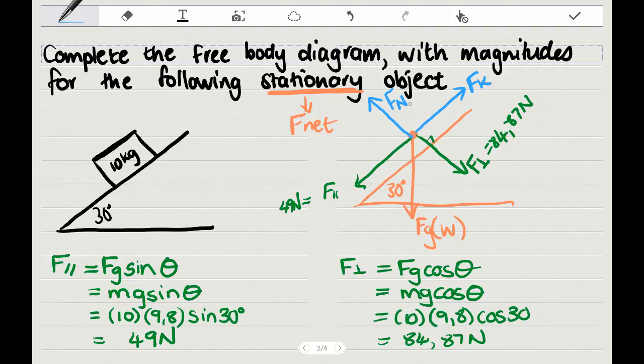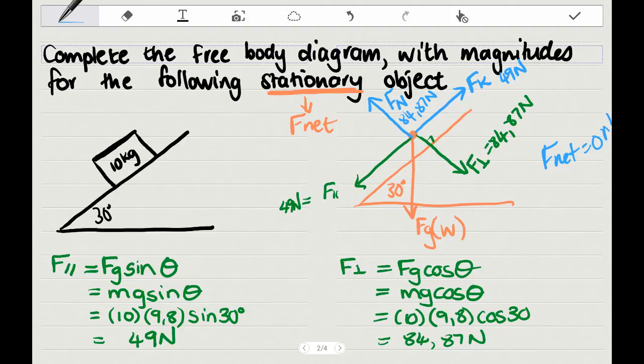Okay, what are the values of the normal force and the frictional force? Well, because the net force is 0, the sum of these forces must be equal to 0. So it should be 49 in this direction too, because it will be plus 49 minus 49, which will give us 0. And again, this one will also be 84.87 newtons, as these two also have to cancel out. So do you understand how we've applied Newton's first law here? On the basis that it was stationary, we knew that F net was equal to 0.